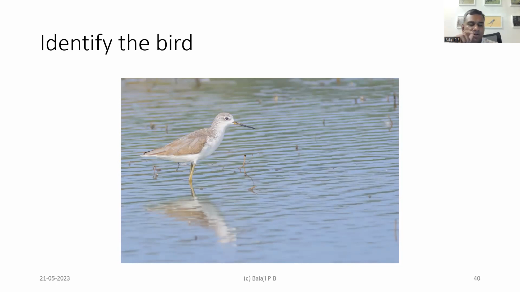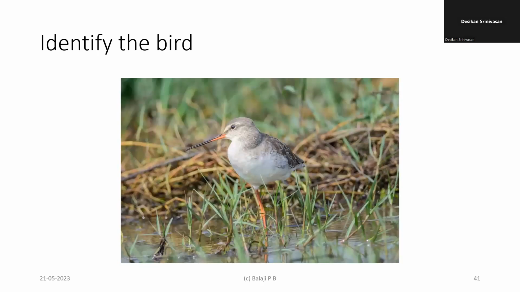The common greenshank has an upturned beak, and the beak will be quite thick. Here, it has a very slim kind of beak. So it can only be a marsh sandpiper. Yeah. So next bird.